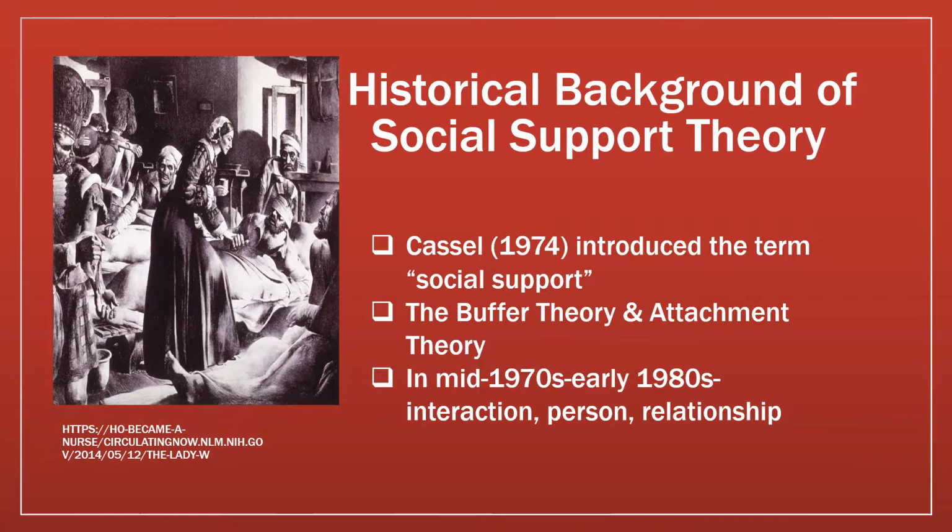Both have been the basis for vital research on the close relationship of social support and health. Buffer theory suggests that social support shields people from life stressors, and then the attachment theory forwards the idea that the ability to form socially supportive relationships is connected to attachments formed in childhood. Towards the mid-1970s to early 1980s, social support was described more in concrete terms, such as interaction, person, or relationship.